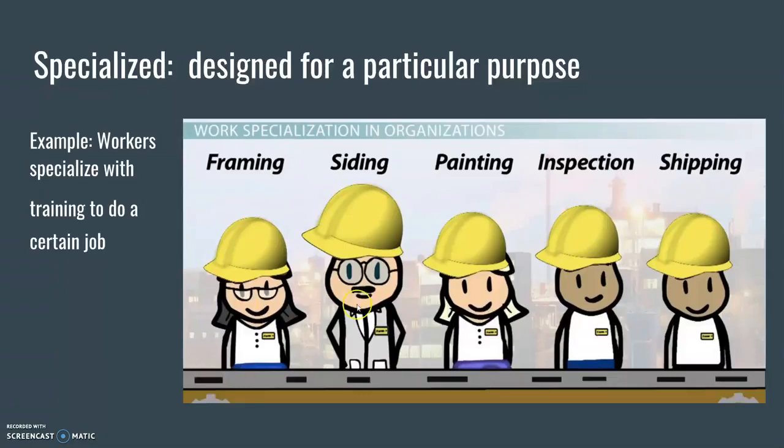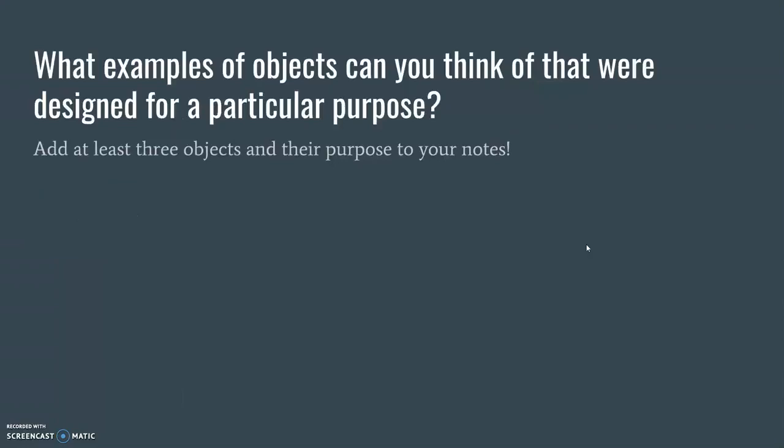And all of these people have to work together in order to complete their job, because each has training in a particular part and can't do the jobs of the others in the organization. So I want you to think of some examples of objects that are designed for a particular purpose. So objects that are specialized, and add at least 3 objects and their purpose to your notes.